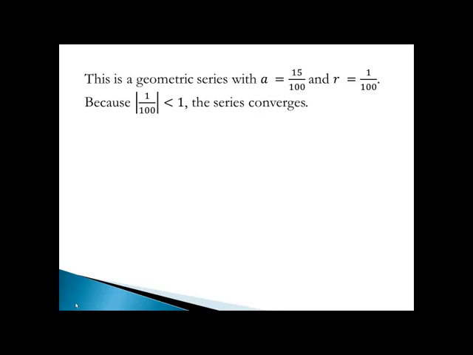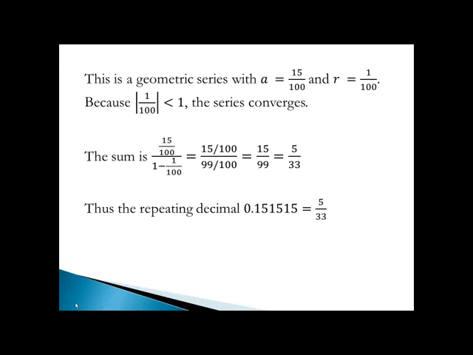Because the absolute value of 1 over 100 is less than 1, I know that this series converges. And geometric series converge to a divided by 1 minus r. Well, a was 15 over 100, and 1 minus r was 99 over 100. When I reduce, I have 15 over 100 divided by 99 over 100, which is the same as 15 over 99, or 5 over 33 in simplest form. And if we plug 5 over 33 in the calculator, we see that we do indeed get 0.15 repeating. Thus, the repeating decimal 0.15 is equal to 5 divided by 33.